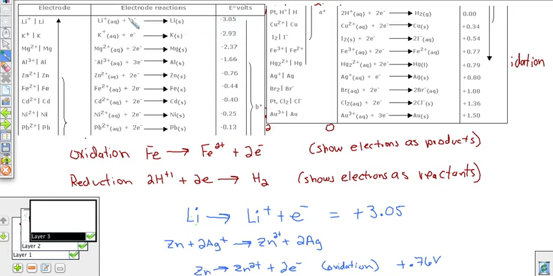So the opposite of that, which is the oxidation of that, if we just take this and we flip it, so just turn the arrow back the other way, so solid lithium going to ionic lithium and losing an electron is going to be +3 volts.